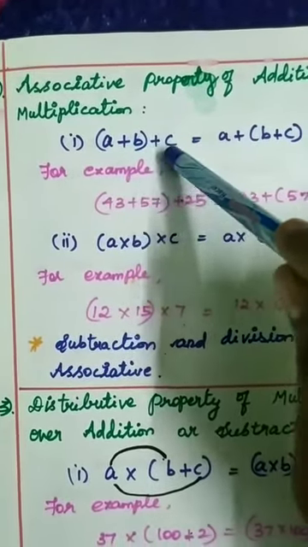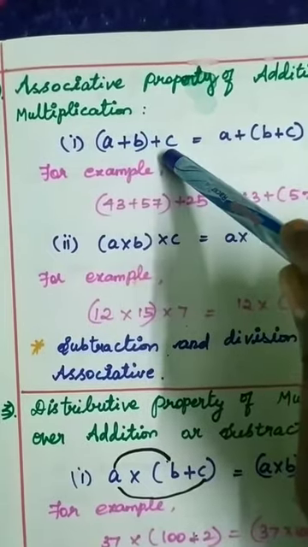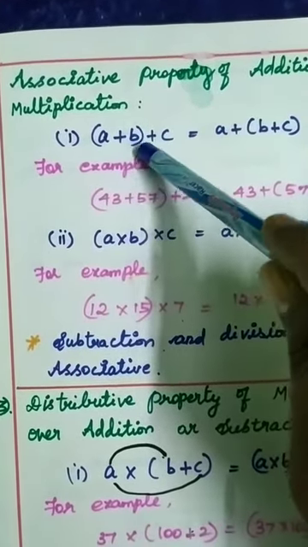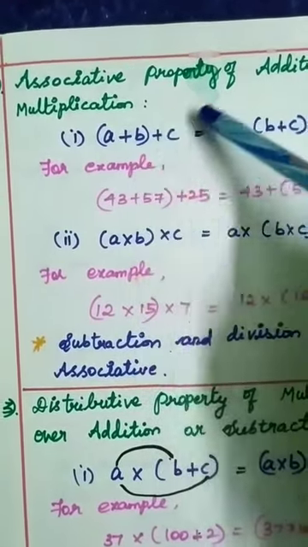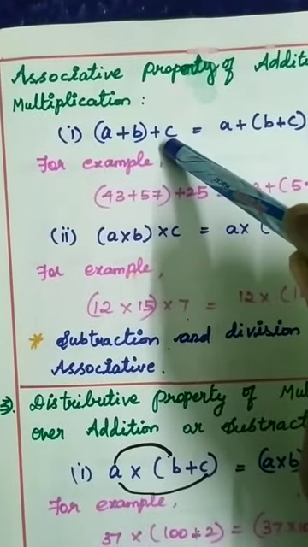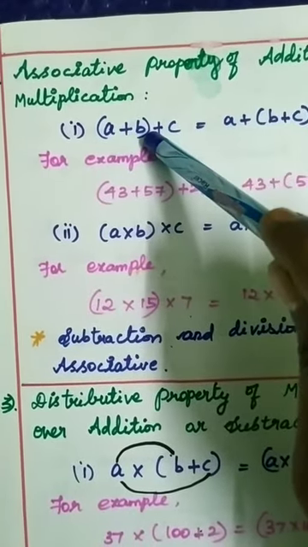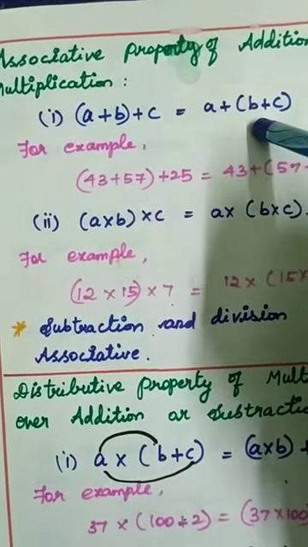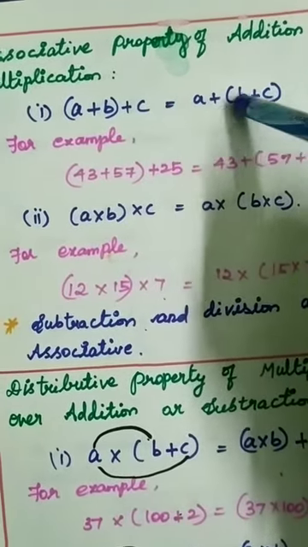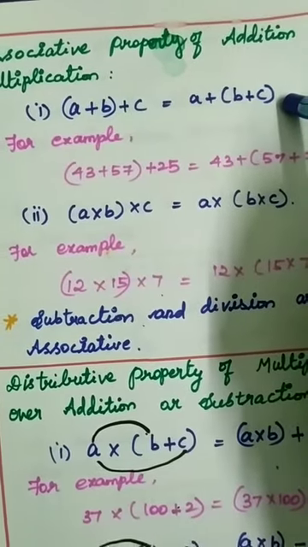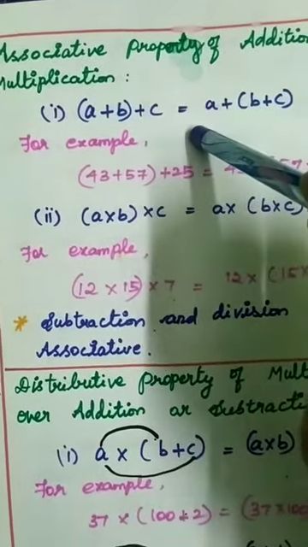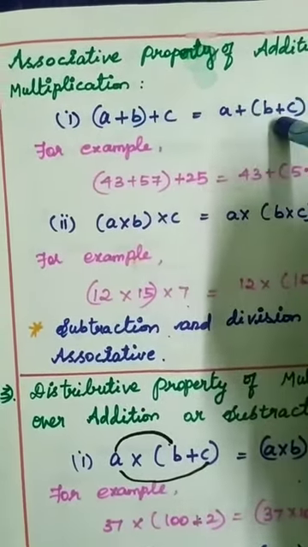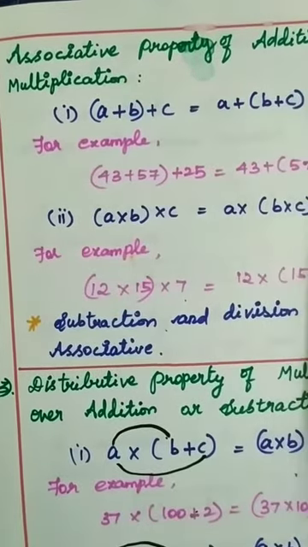a plus b plus c. Take three numbers. First we add a and b, then that result is added with another number c. So (a plus b) plus c equal to a plus (b plus c), where you change the brackets. The answer should be equal. This property is called the associative property of addition.